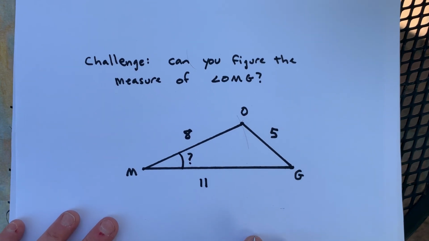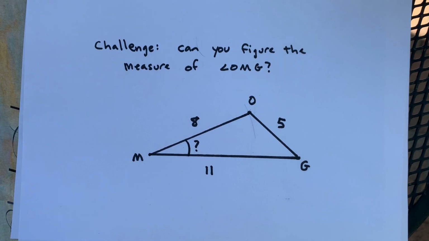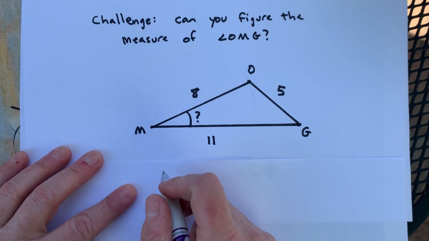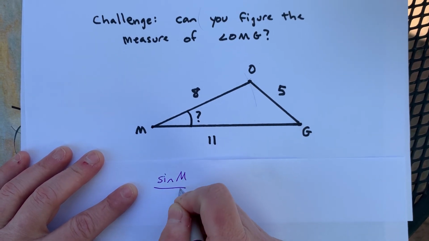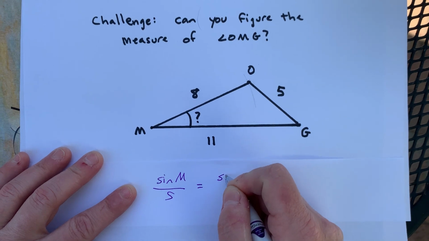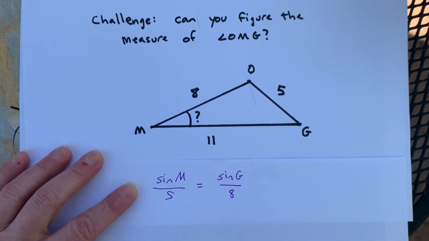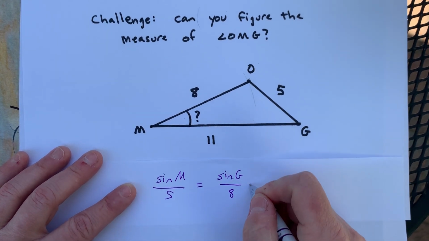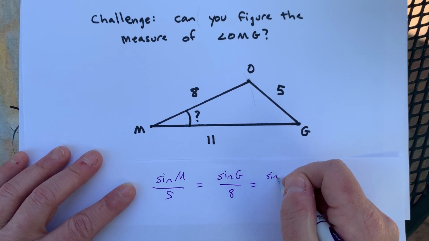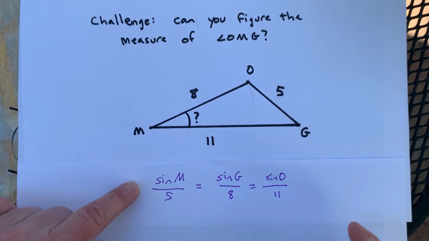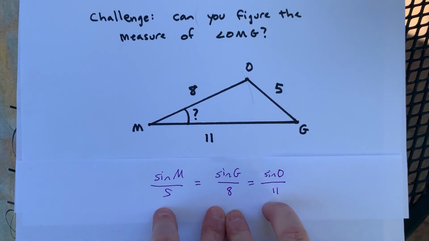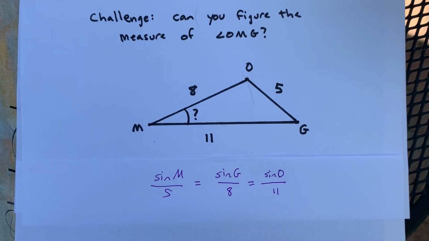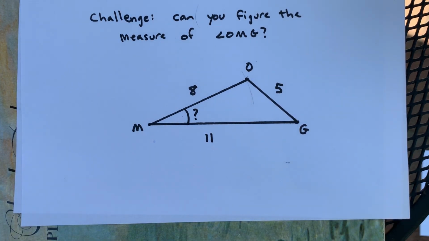If I tried to use the law of sines, well, we've done the law of sines before to try to figure out a missing angle. If I tried that here, I would get the sine of m divided by 5 is equal to the sine of g divided by 8. And boy, look at that. I have two variables. Can't deal with that part. Or I could say the sine of O divided by 11. And no matter which two pieces of this I take, I'm not going to have enough information to figure out any of those angles. So the law of sines, completely unhelpful.